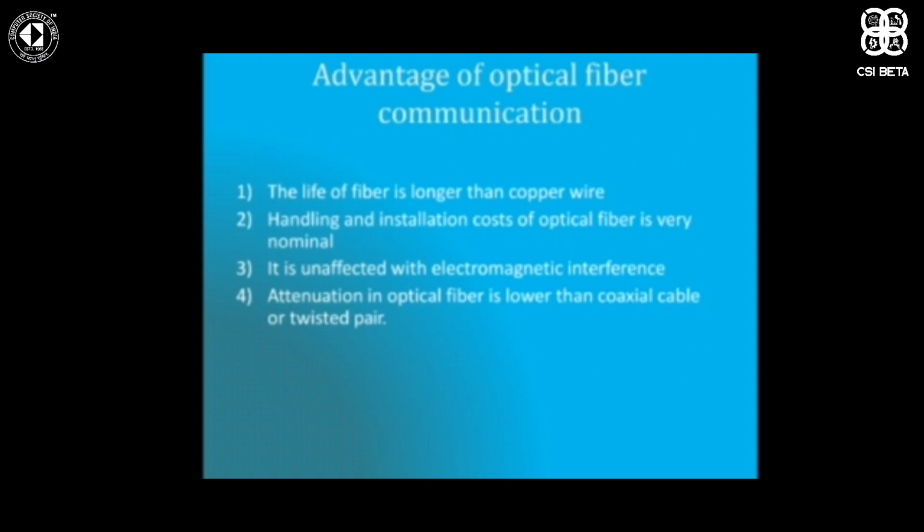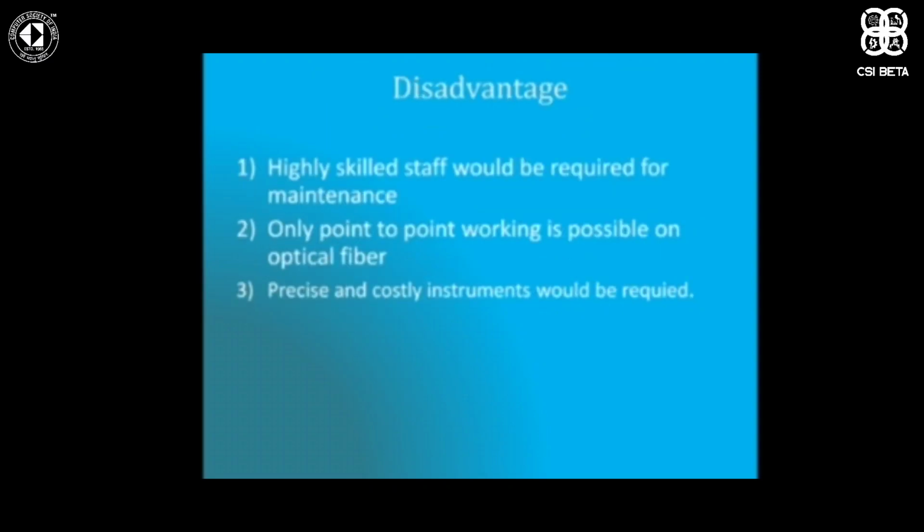The advantages of optical fiber communication are: the life of fiber is longer than copper wire. Handling and installation cost of optical fiber is very nominal. It is unaffected by electromagnetic interference. Attenuation in optical fiber is lower than coaxial cable or twisted pair. The disadvantages are: highly skilled staff would be required for maintenance. Only point-to-point working is possible on optical fiber. Precise and costly instruments would be required.